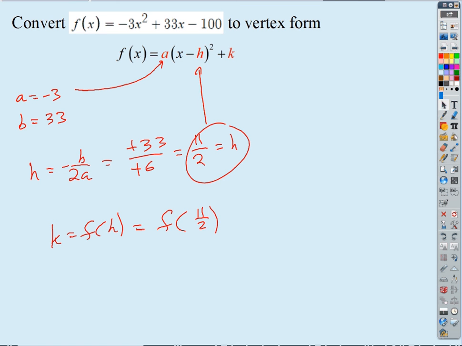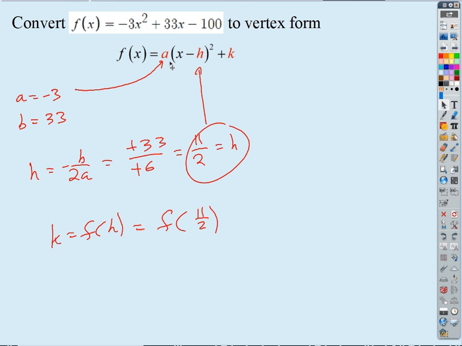Okay, they're going to want you to convert. It's the last one in this section of problems. It says convert f of x in standard form to vertex form. Right, and we know how to do this. We know that in standard form, a is -3, b is 33, and c is -100. So we already know a.